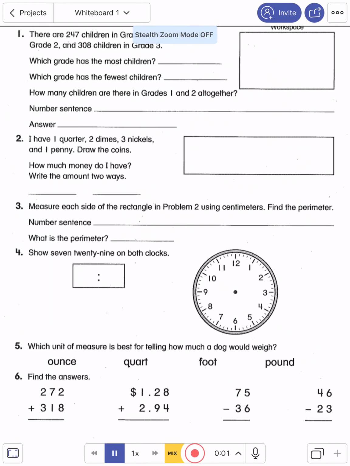We are going to do side A together. Number 1, there are 247 children in grade 1, 291 children in grade 2, and 308 children in grade 3. First question, which grade has the most children? Think. Get ready. Yes, grade 3 has the most children, so we'll write that in.